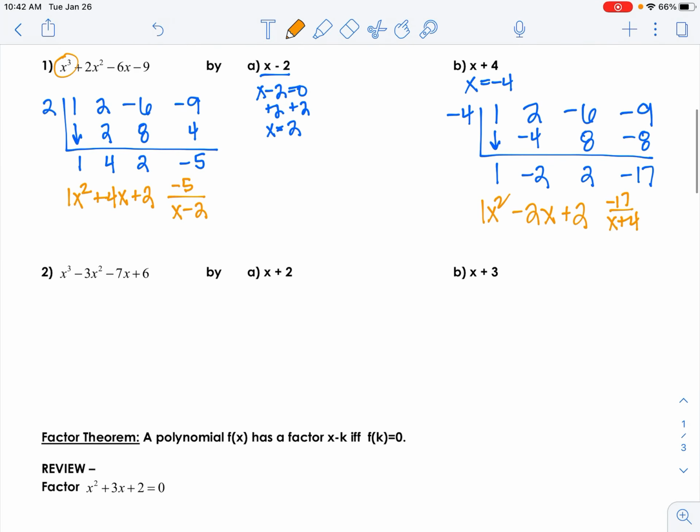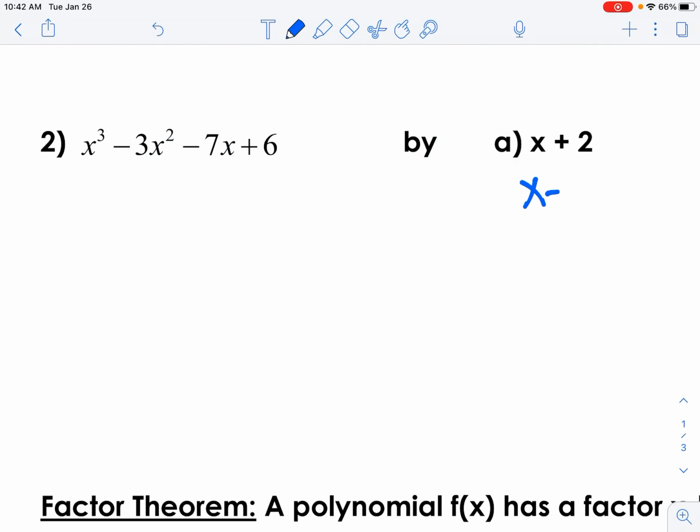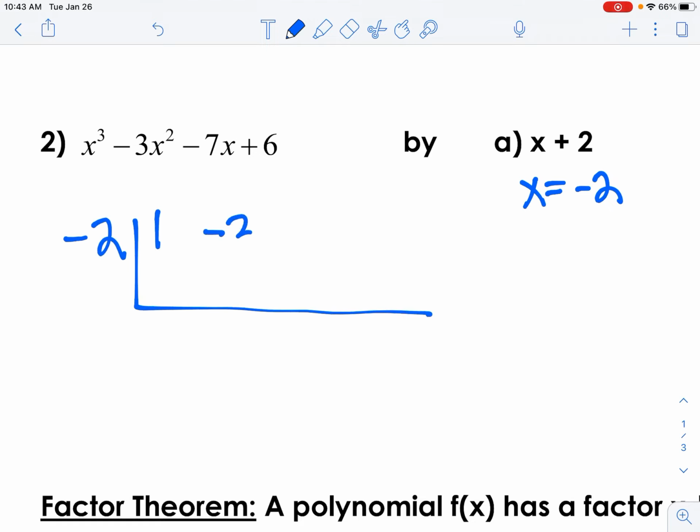Okay, we have one more example of synthetic division. Here we solve for x. We'll get x is negative 2. So we're dividing by negative 2. So we have 1, negative 3, negative 7, and 6.